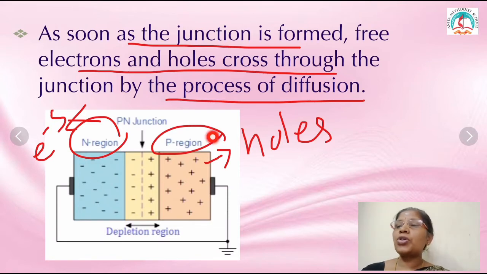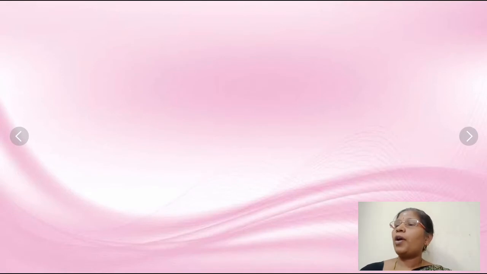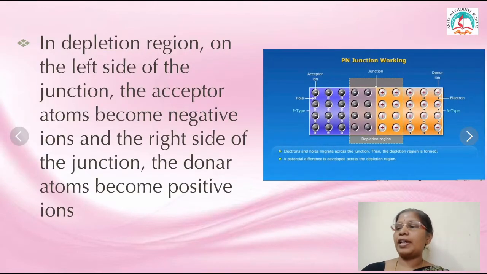When p-type and n-type are joined, the electrons cross the junction. More electrons cross towards the p region. In the same way, holes move towards the n region. So near the junction, the depletion region is formed here. Now what is meant by depletion region?